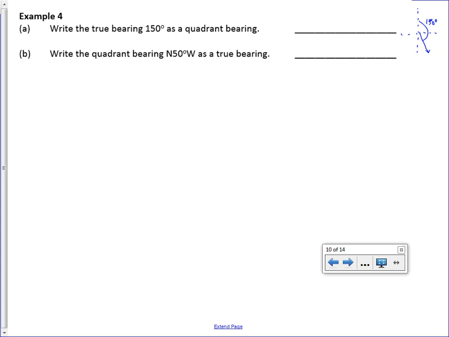Why is it not bad? Because true bearings are always clockwise from north. Whenever you just see a bearing that's just a 3-digit bearing, it says true bearing is clockwise from north. So I bypass east. And how much into the next quadrant do I go? I go an extra 60 degrees.